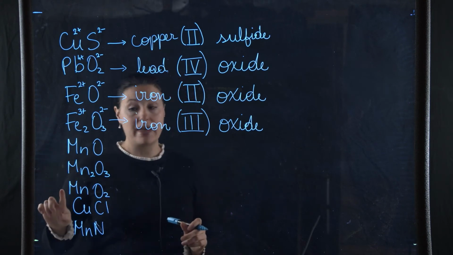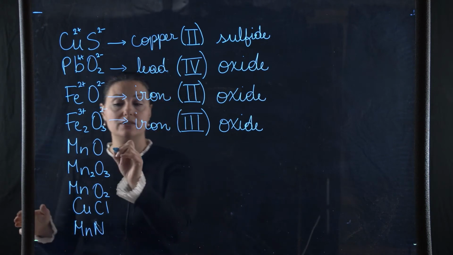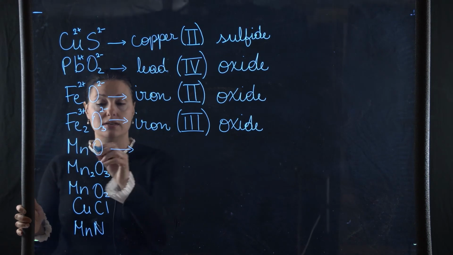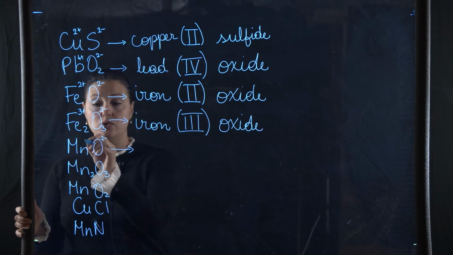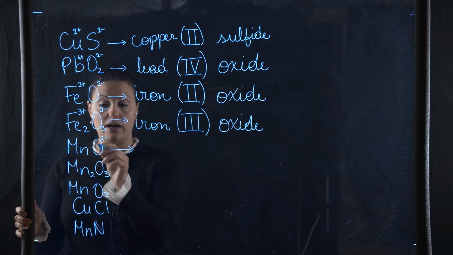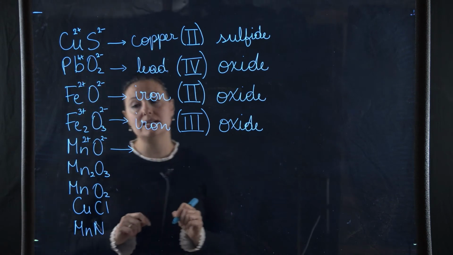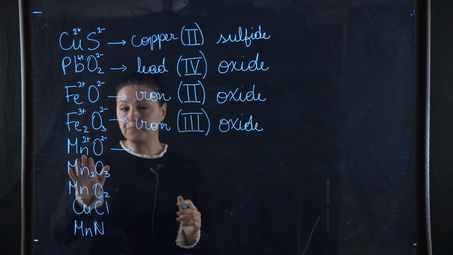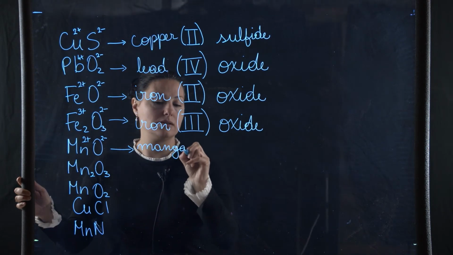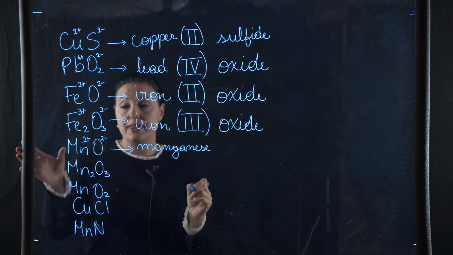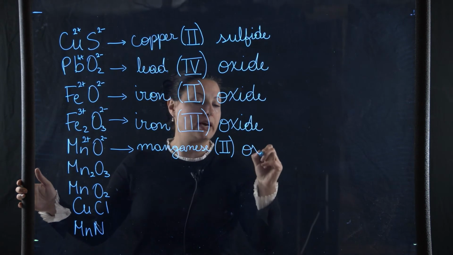Let's go to manganese. There are 3 oxides of manganese, so let's look at which one they are. This has a 2- charge, oxygen has a 2- charge. So manganese will have a 2+ because I have 1 atom of each, or 1 ion of each, so 2+ and 2-. That takes care of balancing the charges. So now when I write this, I will write manganese, and then I have to specify the charge, which is 2: manganese 2, oxide.